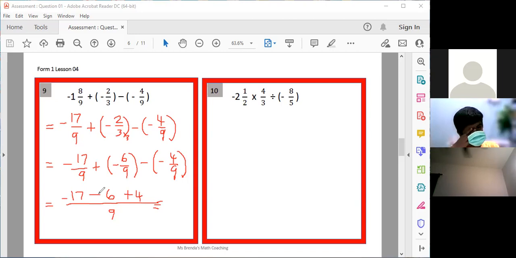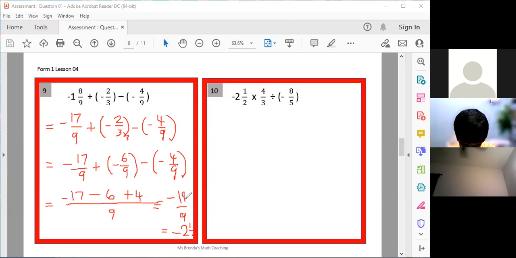That means I'm going to go down. It's negative 23. Okay, 17 plus 6 is 23. So negative 23. Then I come back up 4. So it will become negative 19 over 9. Am I right? And that will be negative 2, 1 over 9. Where is your negative?